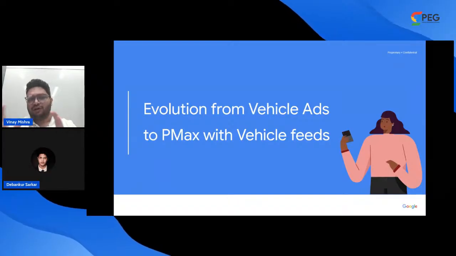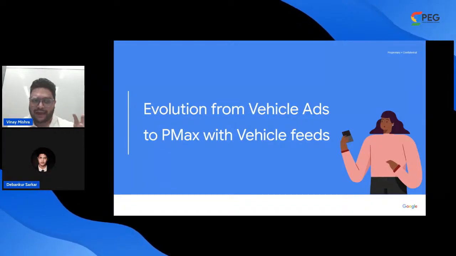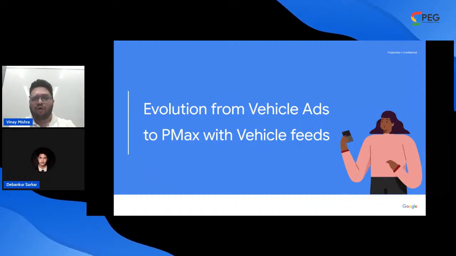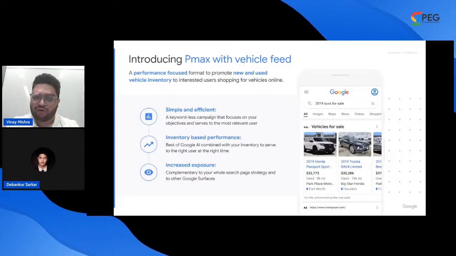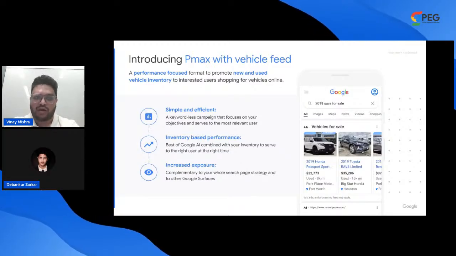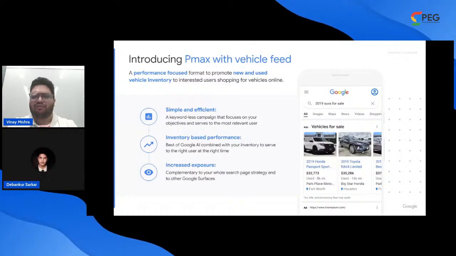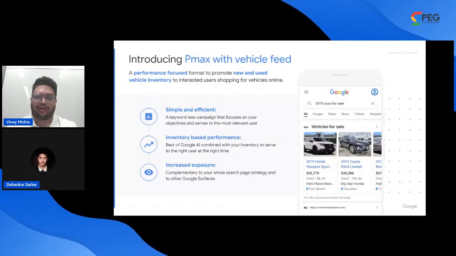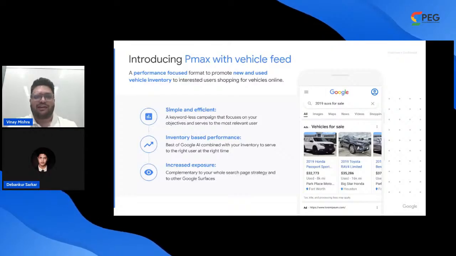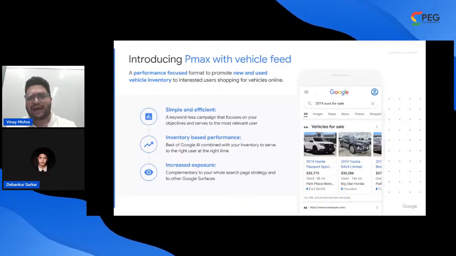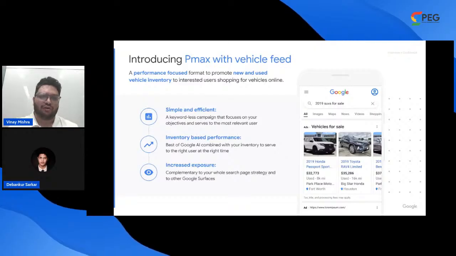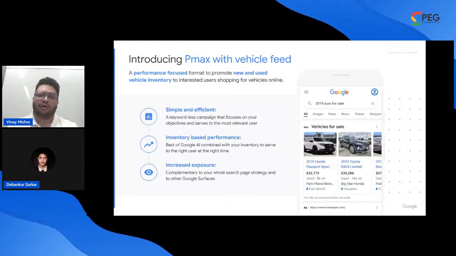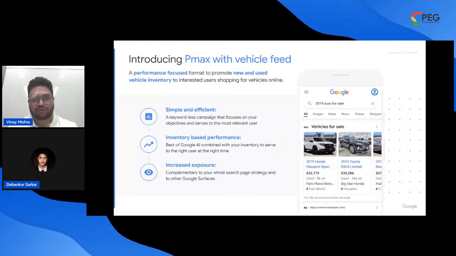Now, that's how the evolution from vehicle ads to Performance Max campaign with vehicle feeds has come into the picture. We'll be talking a lot more about why we are introducing Performance Max campaign with vehicle feed, which is a performance-focused format to promote new and used vehicle inventory to potential customers. It has been developed to be a simple and efficient way for you to surface your vehicle inventory to the right customer and increase your exposure on the search page.